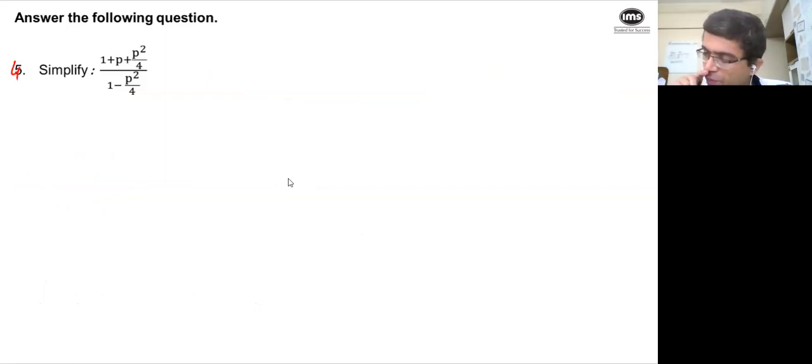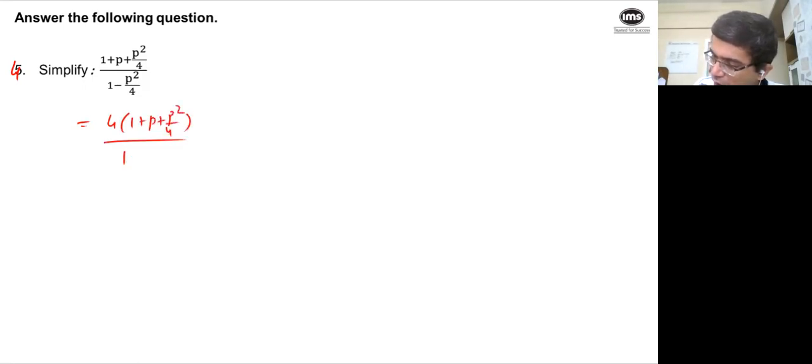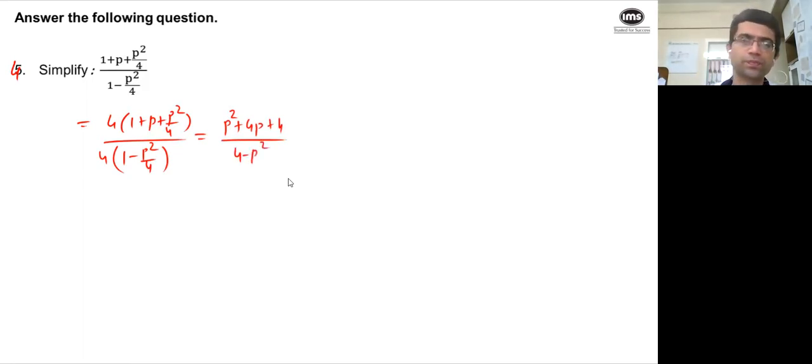Now, 1 plus p square by 4 upon 1 minus p square by 4. Now, it might be a little clumsy to work with the fractions. So the first step I am going to do is multiply numerator and denominator by 4 so that I don't have any fractions left. So what will be the numerator? P square plus 4p plus 4 upon denominator is going to be 4 minus p square.